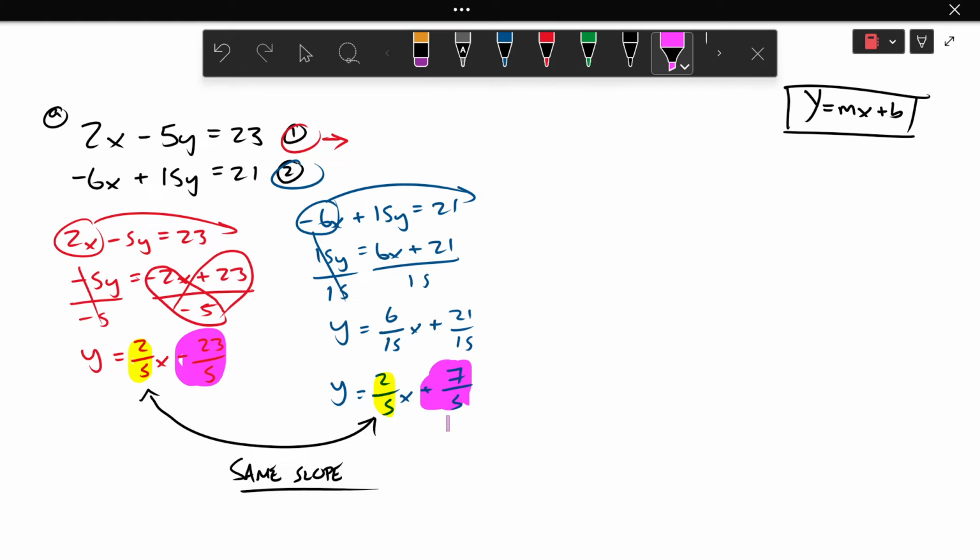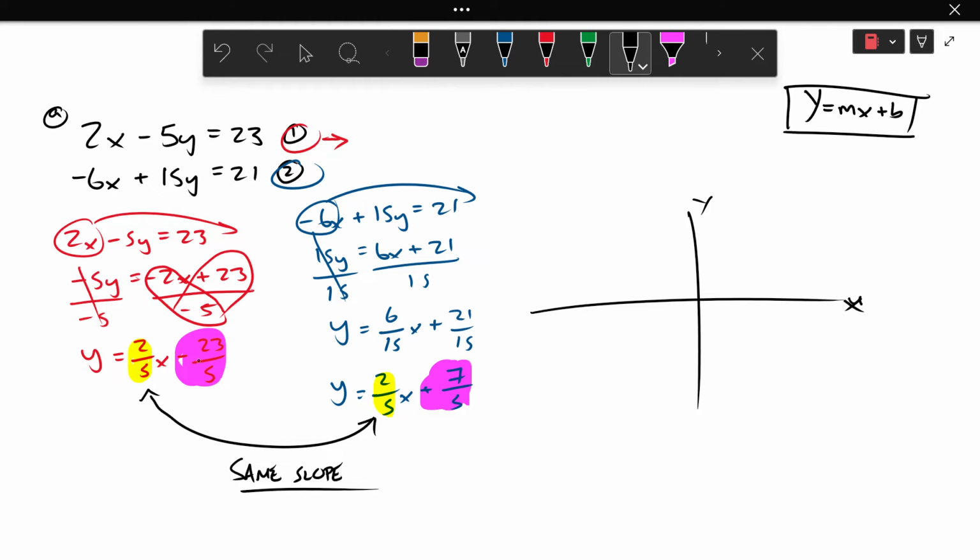if that y-intercept was the same, it would mean that these are the same line, and they'd be on top of each other in the graph, in which case they'd have infinitely many solutions. But in this case, because they're not the same, the graph would look something like this.